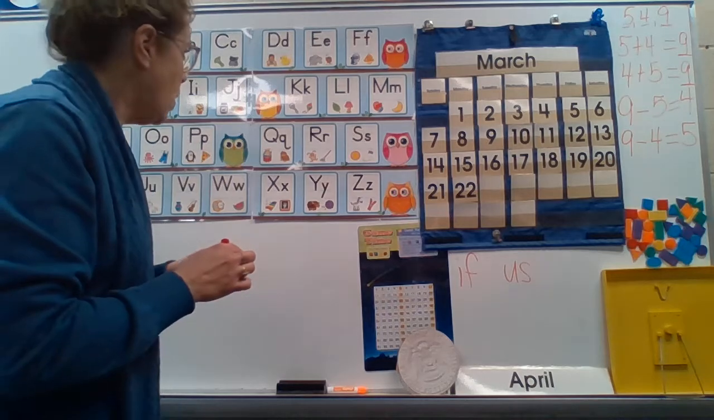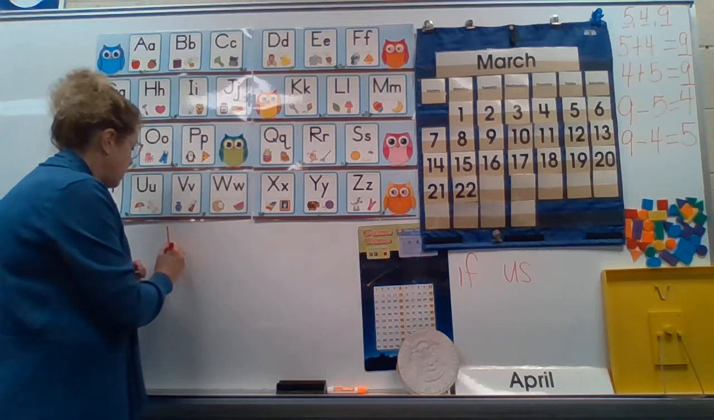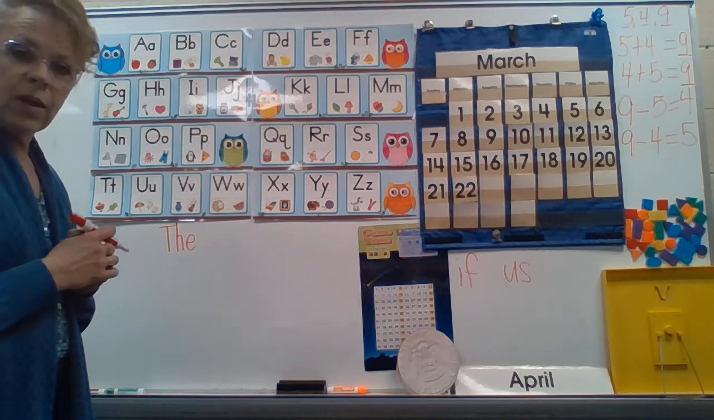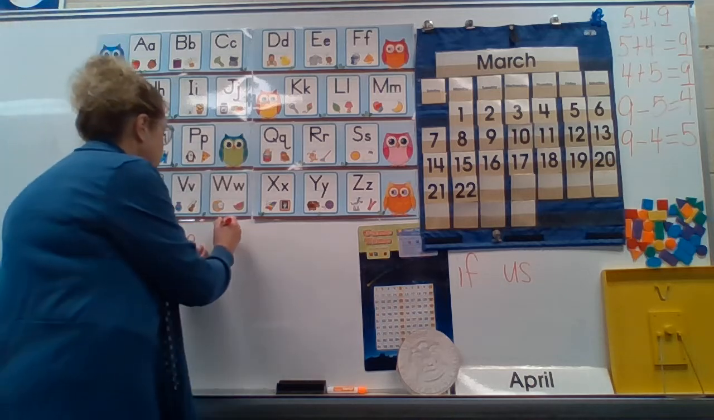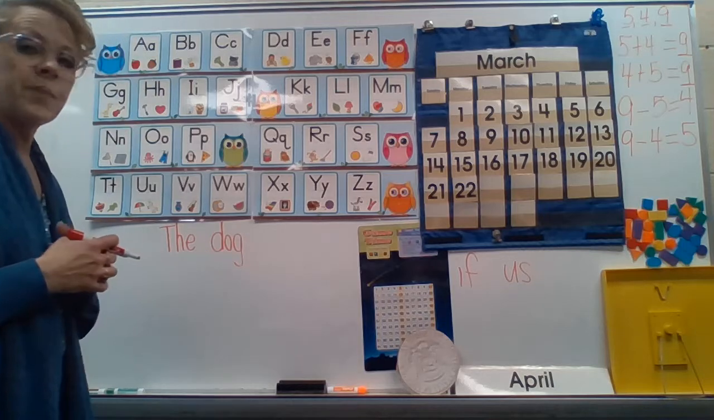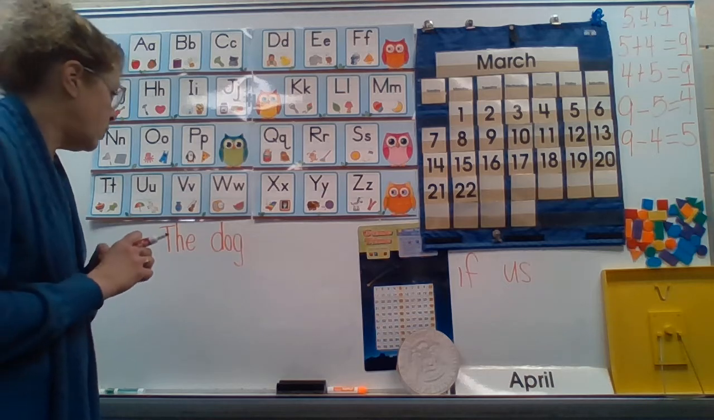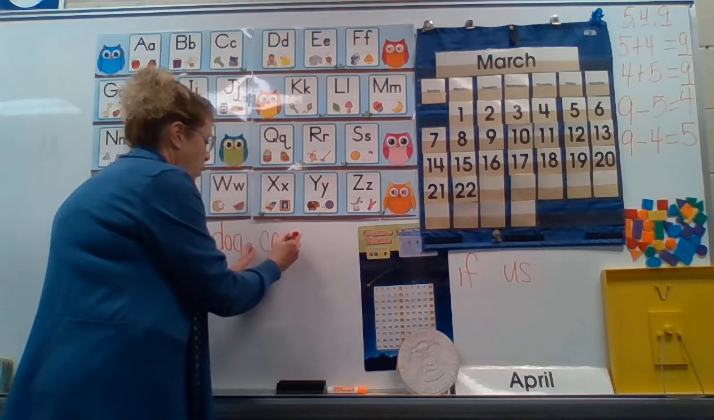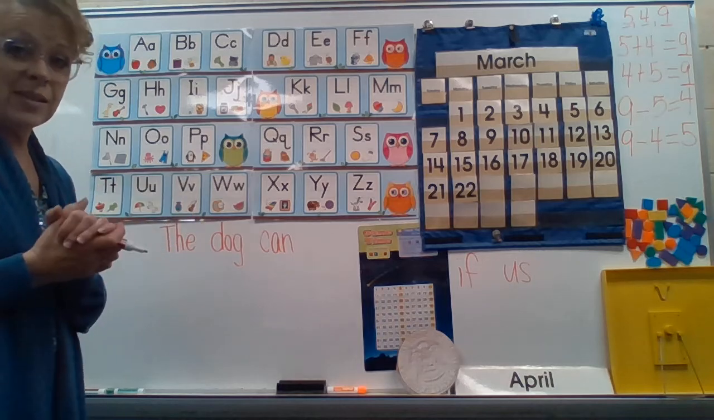All right. So, the, T-H-E, capital T, we're starting a sentence. And I bet you know how to spell dog. D-O-G. And can, that's one of our sight words that we should know. C-A-N. The dog can. And go, that's easy, G-O.